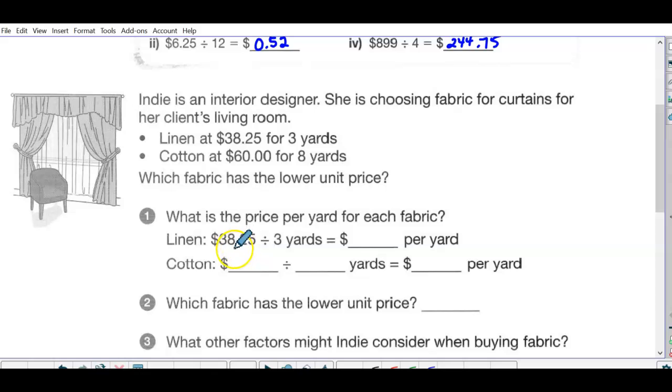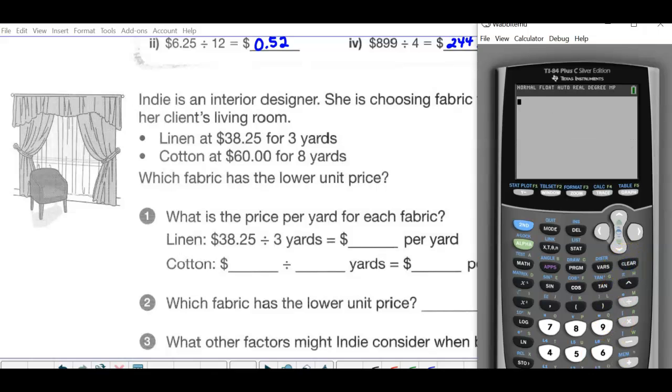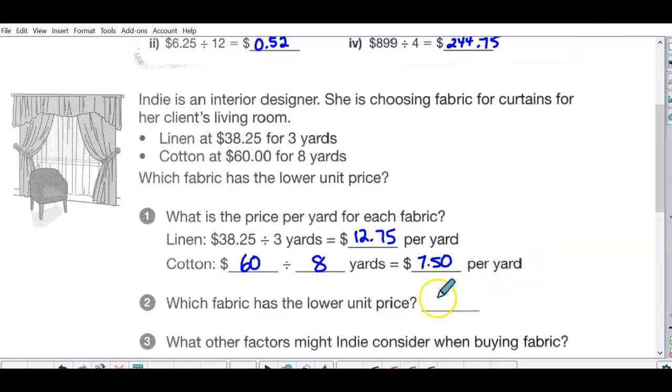So linen is $38.25 for 3 yards. So we want to divide $38.25 by 3. And so you'll get $12.75 per yard. Cotton is $60 divided by 8 yards. And that's $7.50 per yard. So, which is the lowest? It's cotton.